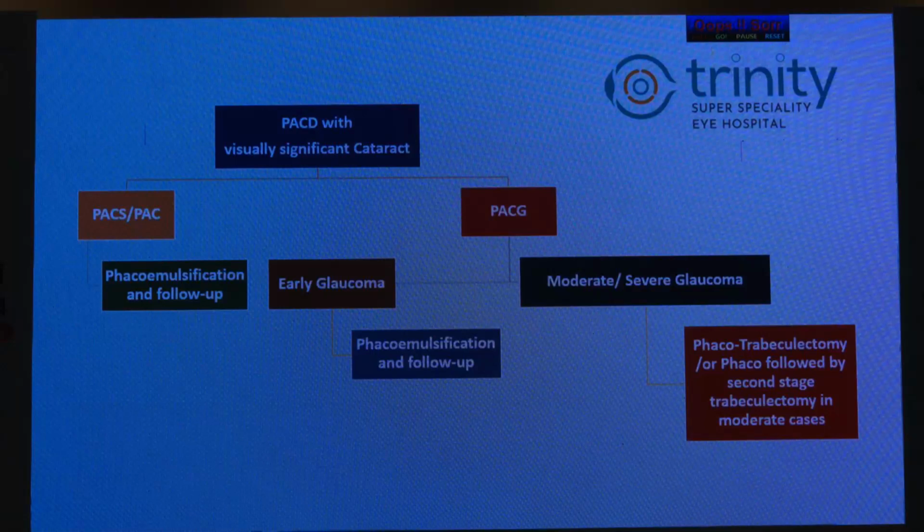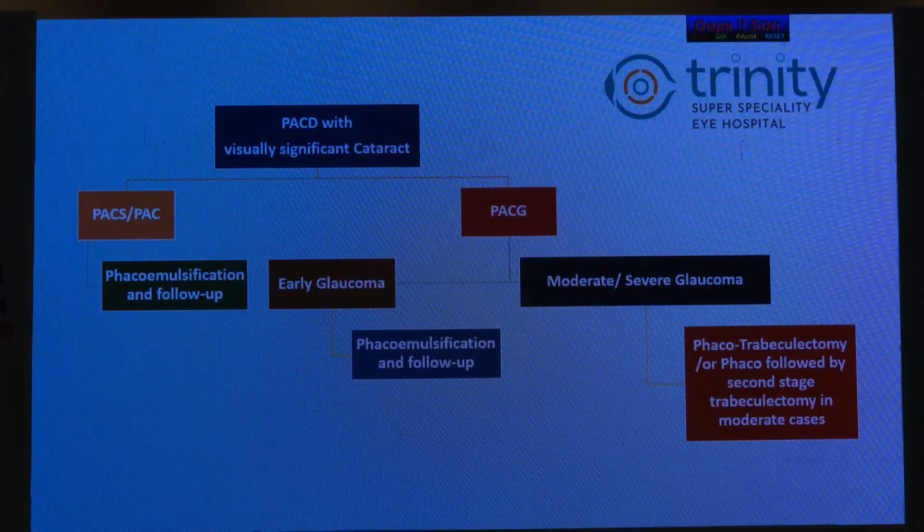simplified flowchart. When you have a patient with angle closure disease with visually significant cataract, when it is just PACS or PAC, you can just directly go ahead with phaco. Only when it is PACG, and again when it is early glaucoma, sometimes a phaco alone will be beneficial, but definitely when it is moderate or severe, a phaco trab should be considered.